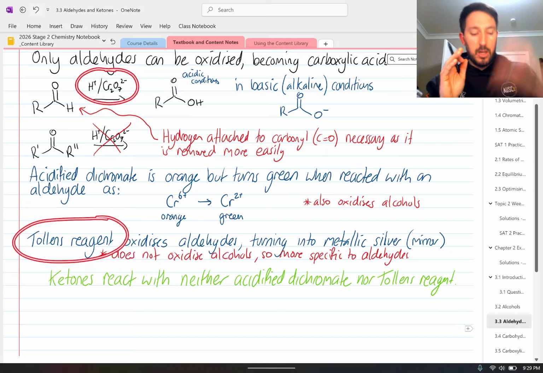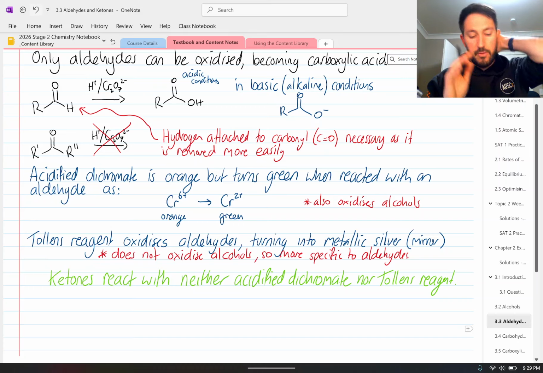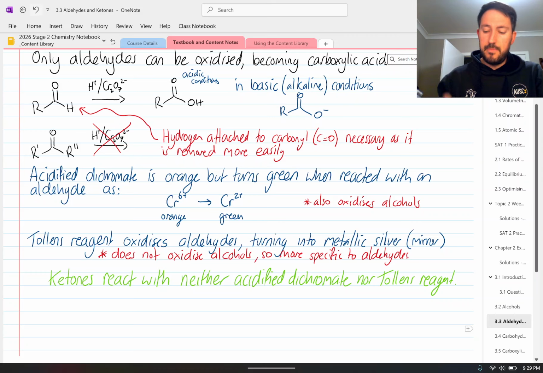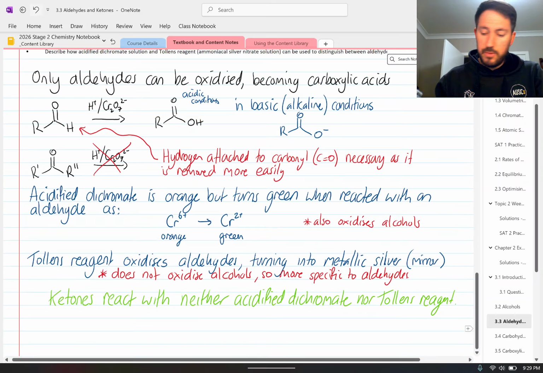So if we want to verify that we have a ketone, we can react it with both. Although there'd be specific situations where Tollens reagent would be more appropriate, but you can have a think about that. And I think that's pretty much it for this subtopic. So good luck.